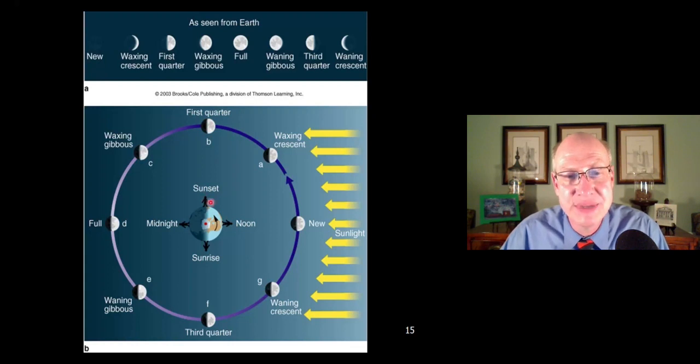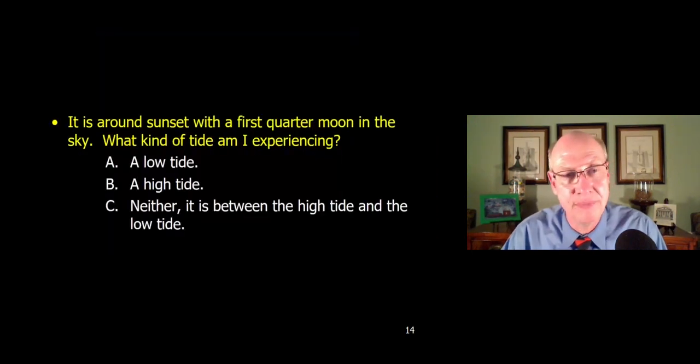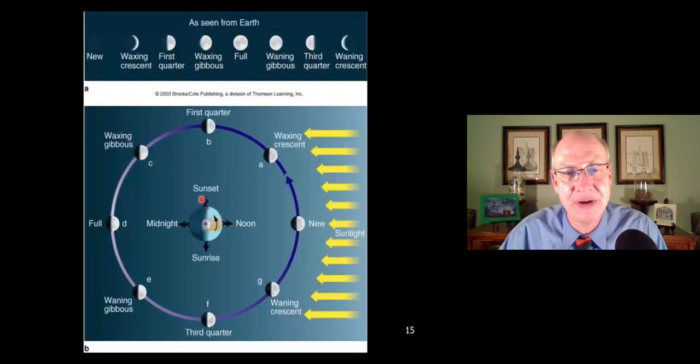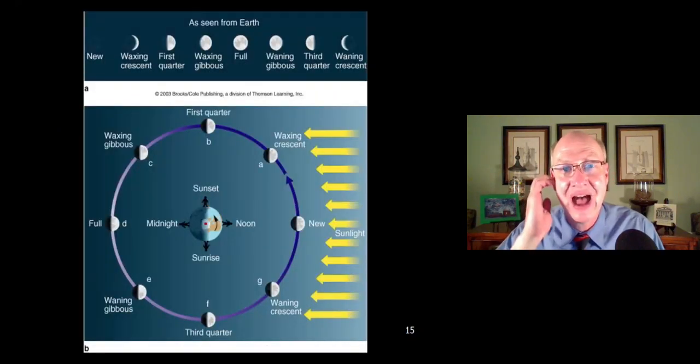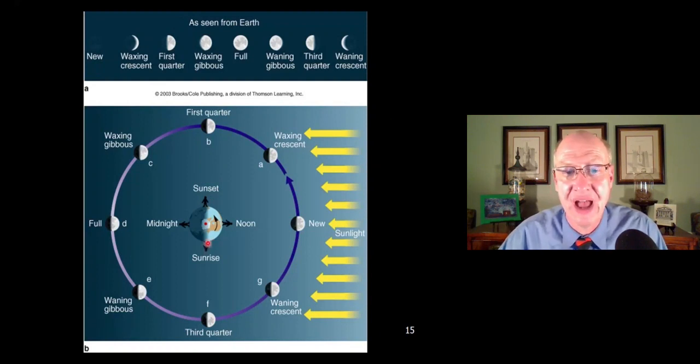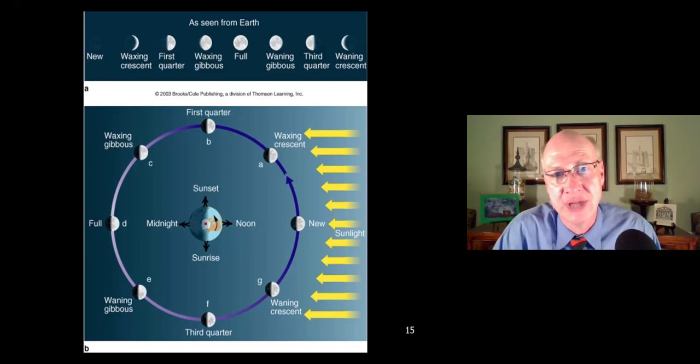Well, if I'm standing here and the moon is there, the moon raises a high tide here and a high tide here, a low tide here and a low tide here, which means at that moment in time, at sunset, with a first quarter moon in the sky, I should be experiencing a high tide. If it were sunrise, I'd be experiencing high tide. But if it was midnight or noon, I would be experiencing a low tide.